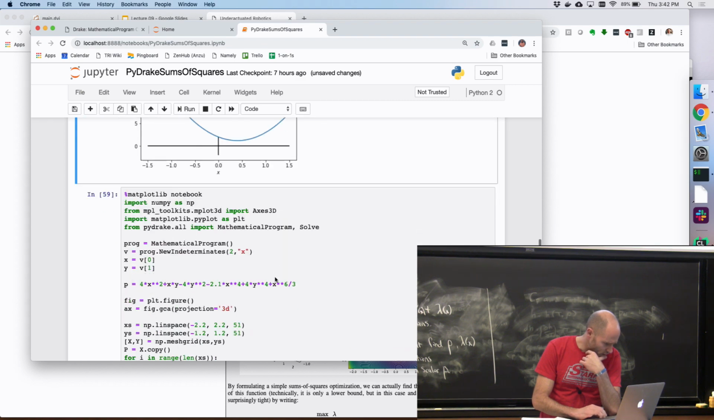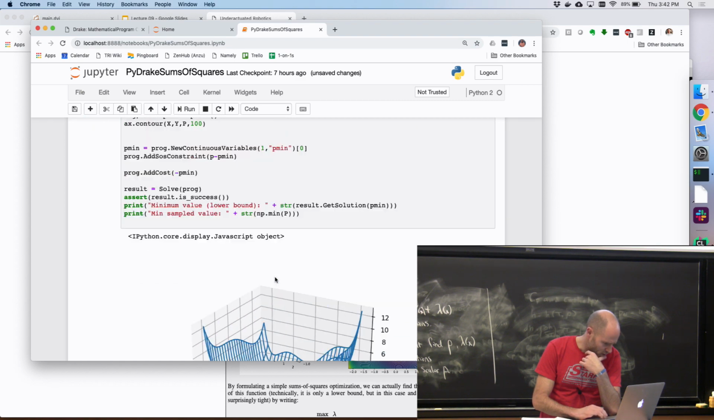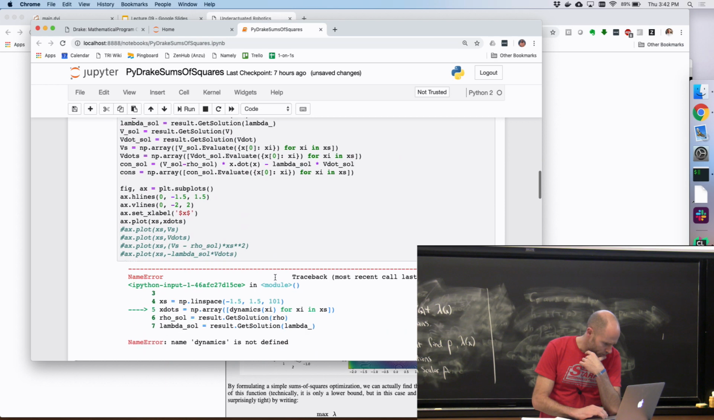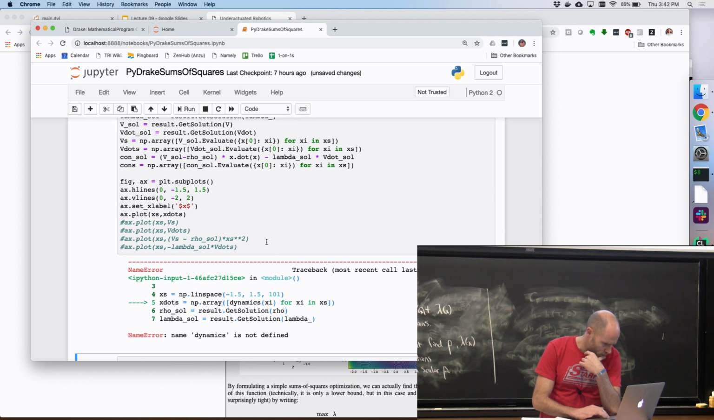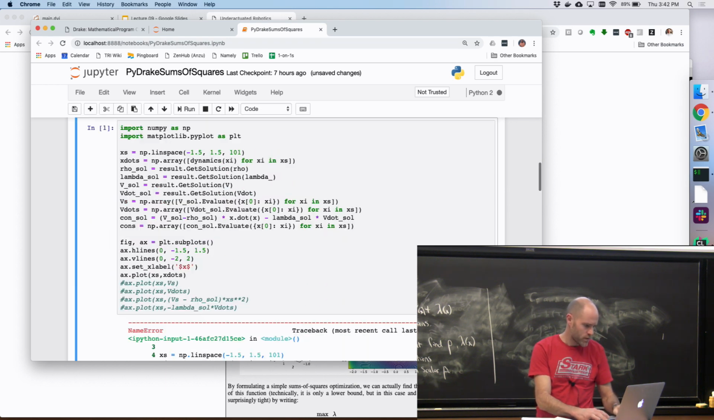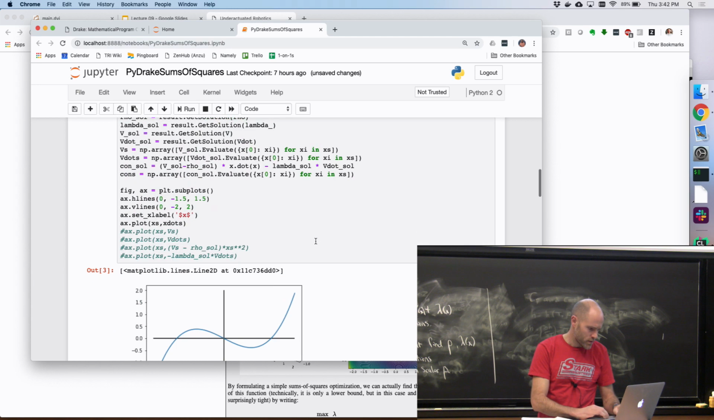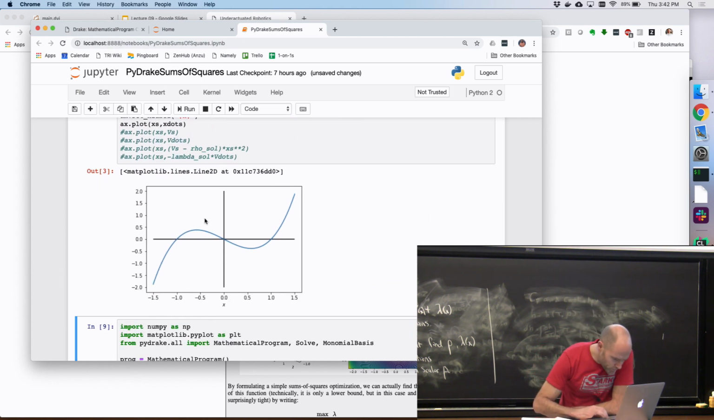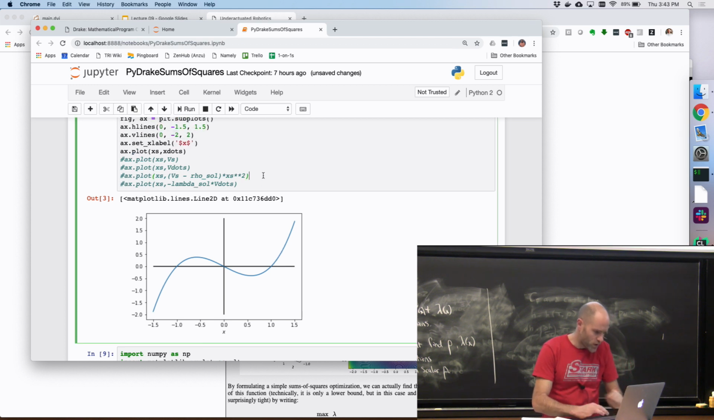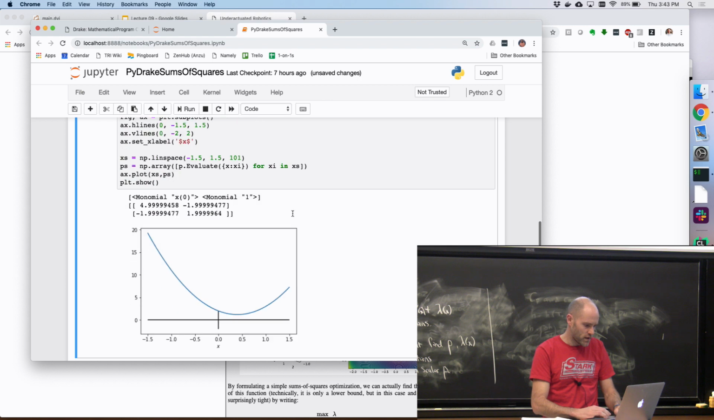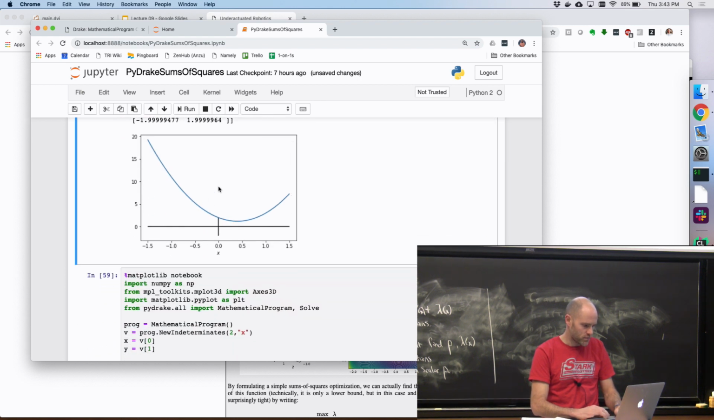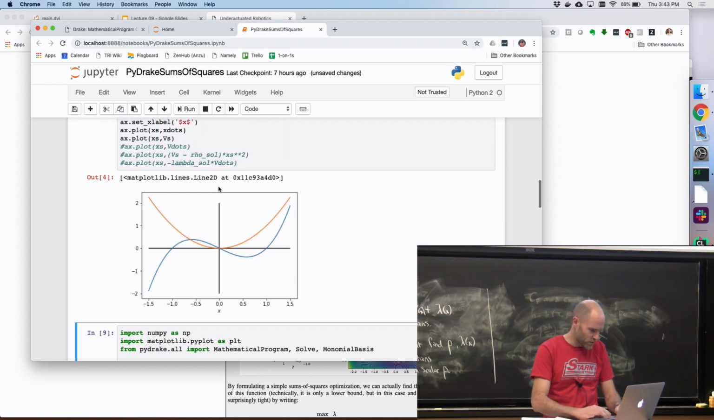But I've forgotten. Oh, I just scrolled up too much. Oh, here it is. Okay, sorry. So there's the cubic, and if you were to run that again, you can plot what v is. Why is this scrolling working weird? Okay, so v is my x squared.